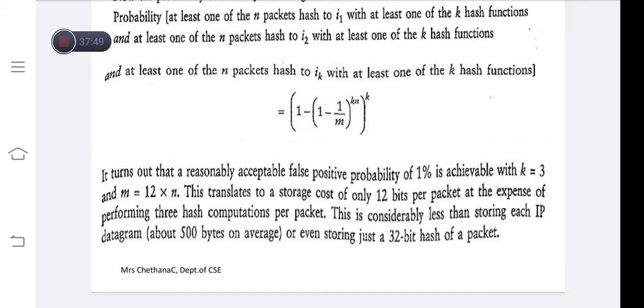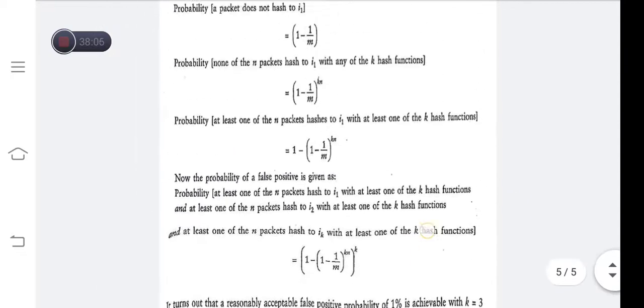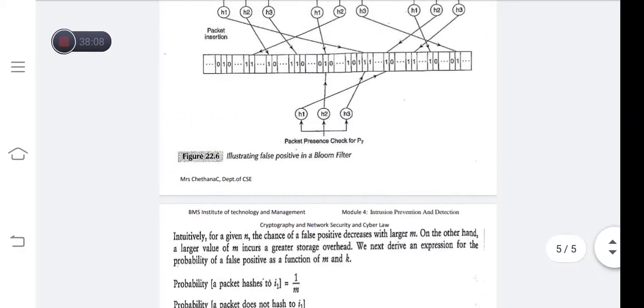That is considerably less than storing each IP datagram, which is about 500 bytes on average, or even storing just a 32-bit hash of a packet. So this is about the packet logging scheme.